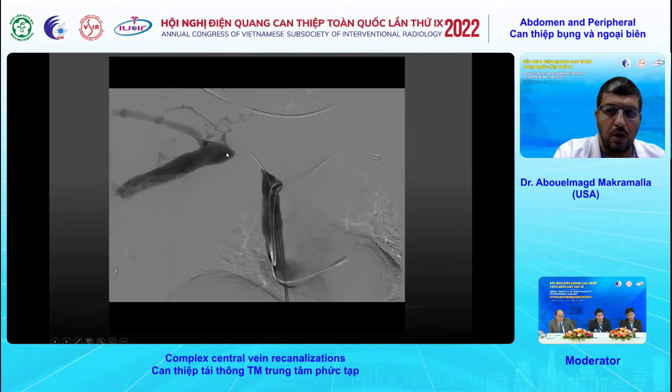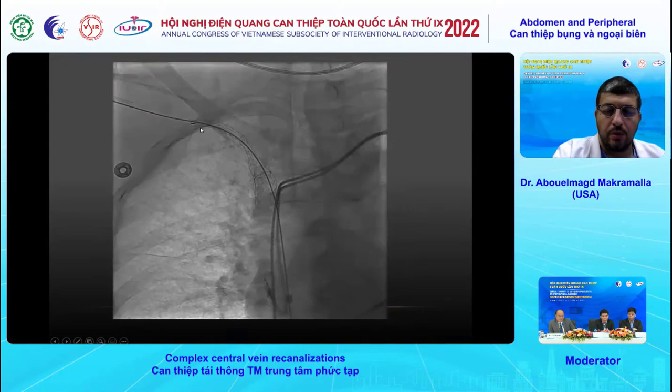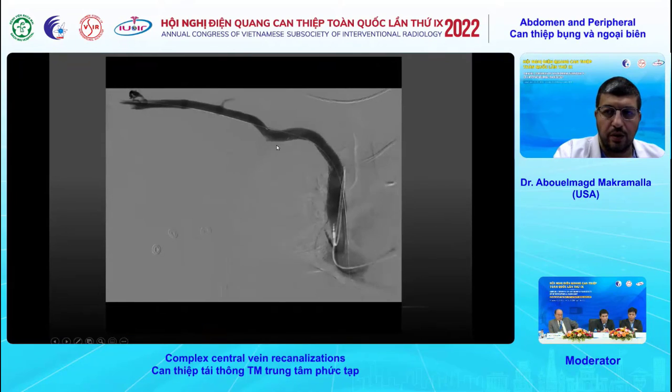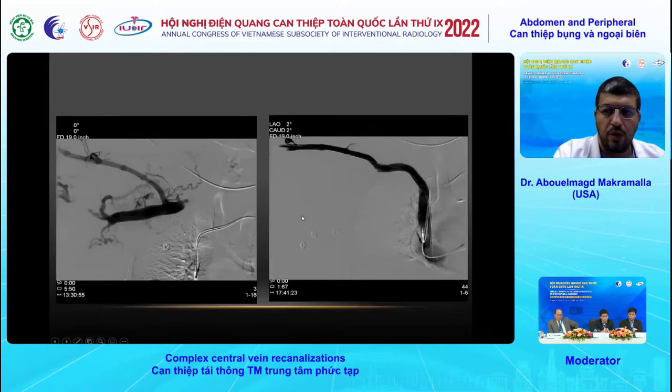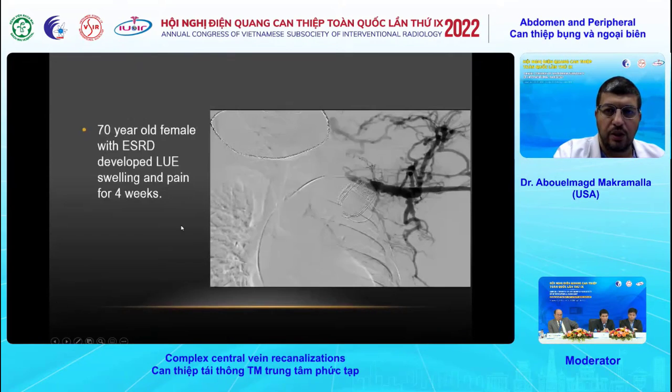As you notice, it's a long segment occlusion, which really was very tough to recanalize. After we were able to obtain access, we deployed a Viator stent, and this was the final image after we deployed the stent with maintained patency, and this was the images before and after the recanalization.